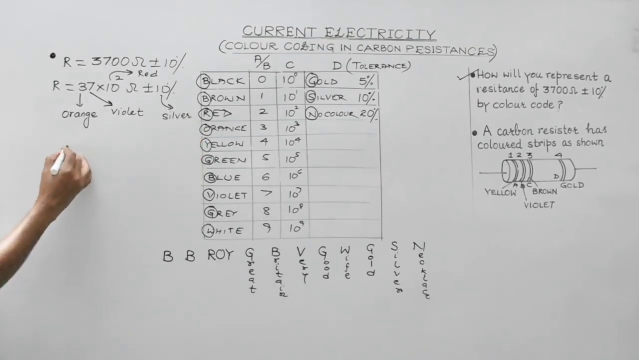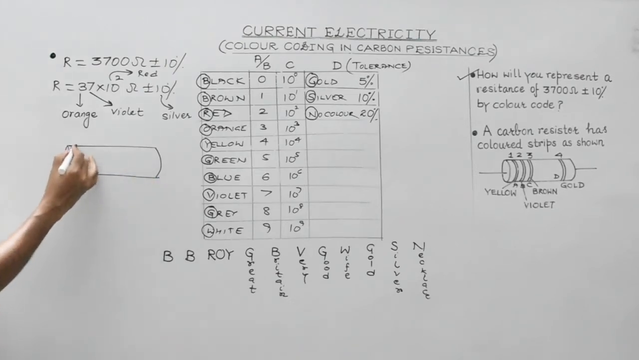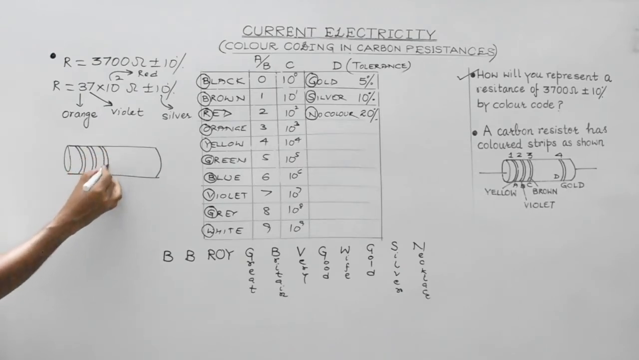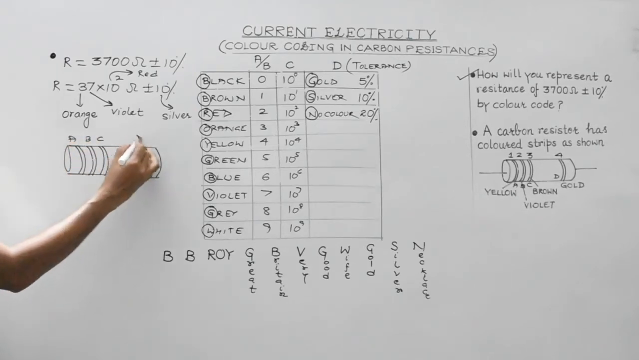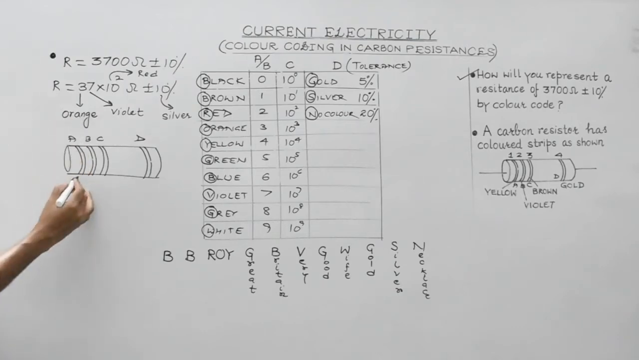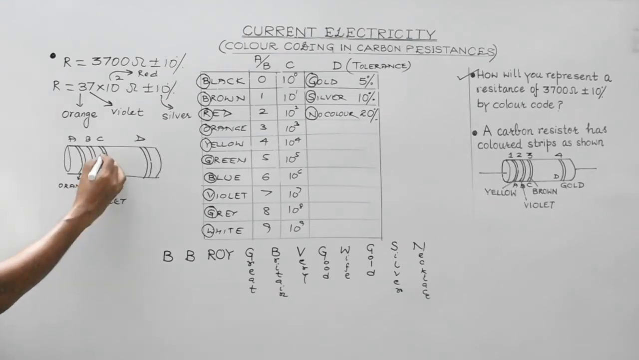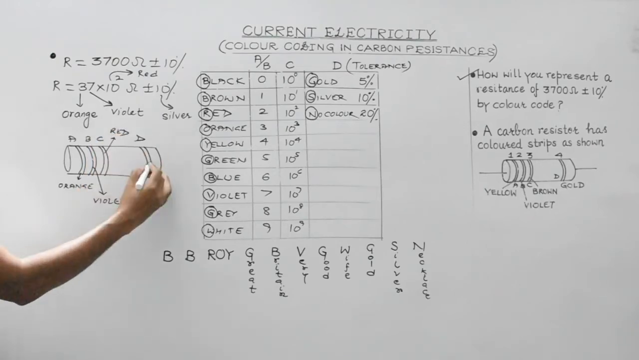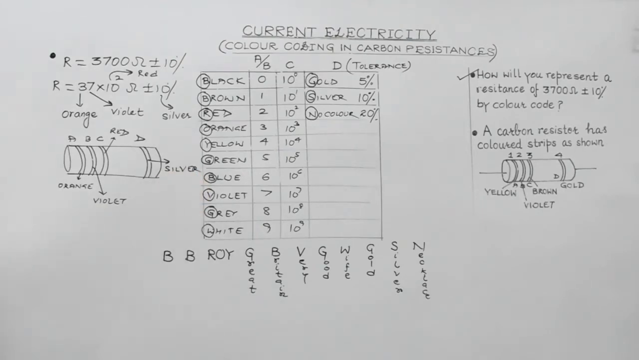So sequence of colors must be like this. There is a carbon resistor. These are the 3 concentric colored bands I am talking about on one side, and the 4th one is on the other extreme. Right? This is A, this is B, this is C, this is D. First one is orange. The second one is violet. Third one is red, and tolerance is 10%, so it will represent silver. So this is the sequence of colors.